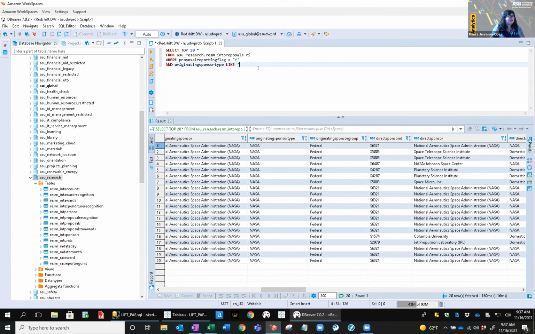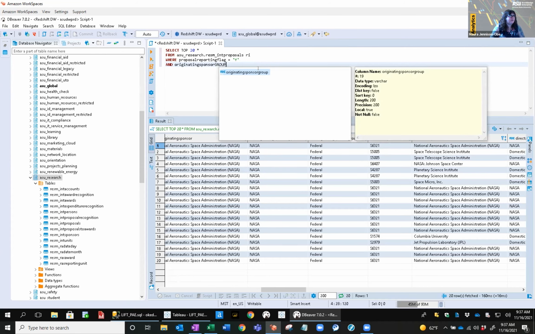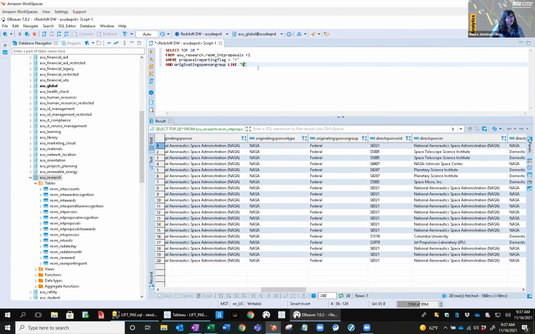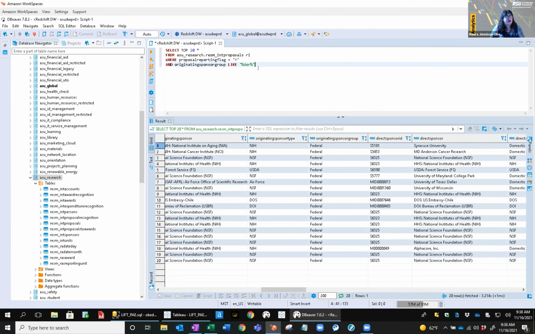So let me try sponsor group, and then I'll show you, excuse me, and we'll do like 'fed', right? So we know that's going to get us some federal results, but we need the wildcards in there to make sure we get the whole word of federal. And I'm still limited to the top 20, so our result set is still limited to that section. We're not looking at all federal proposals right now. All right.